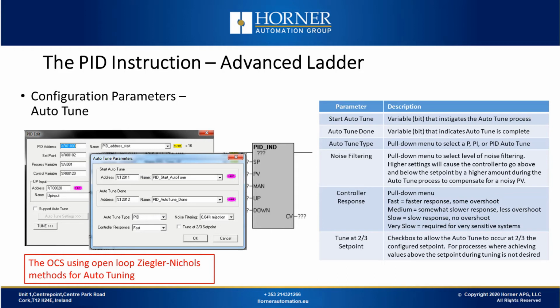We can set the auto-tune type. Are we tuning the full PID, or just the PI, or just the P? We can set noise filtering if the process is particularly noisy. We can set the controller response from a pull-down menu to change the speed and accuracy of the process. We can also set a checkbox that allows us to tune at 2/3 of the set point. This is an option that you can choose to optimize safety or minimize risk for your process. Okay, so those are the setup parameters.